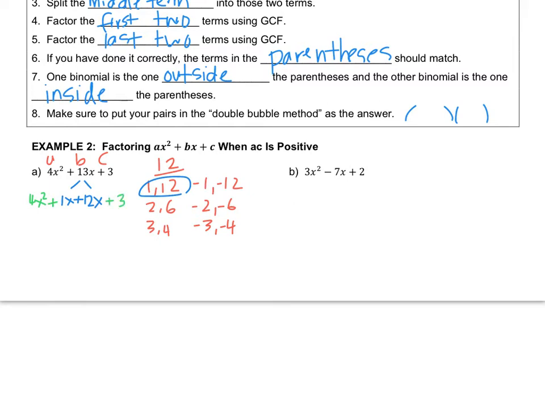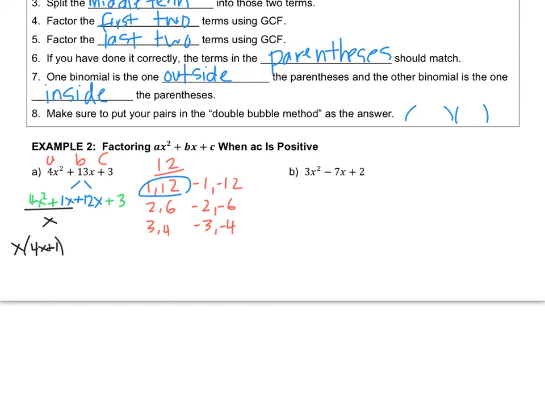So I took the middle term, I broke it apart into the pair that I found, and now what I'm going to do is factor this first half, the first two terms, using the GCF method. So what is the GCF of 4x squared plus 1x, just these two terms only? It is 1x, or just x. So when I factor that, I get x times 4x plus 1.